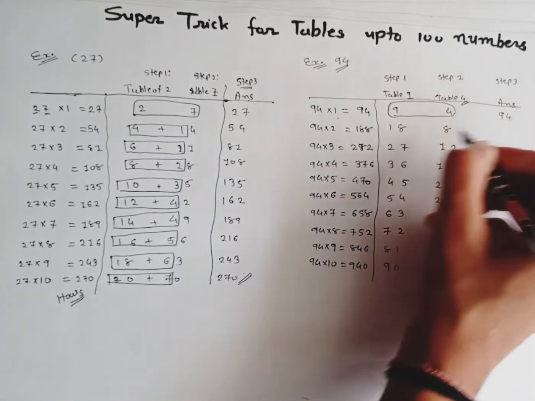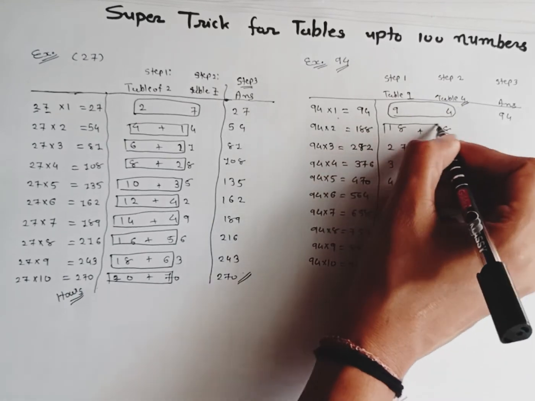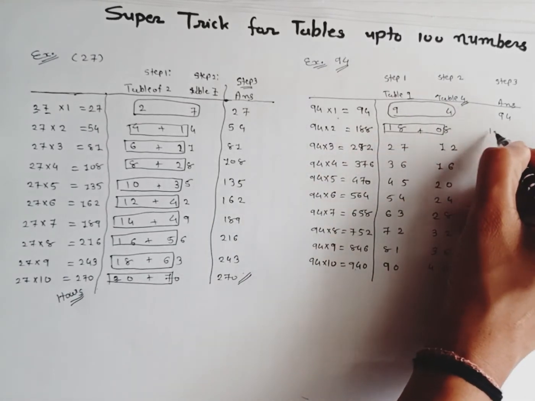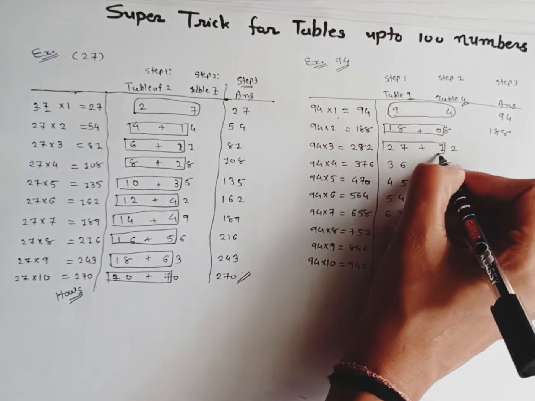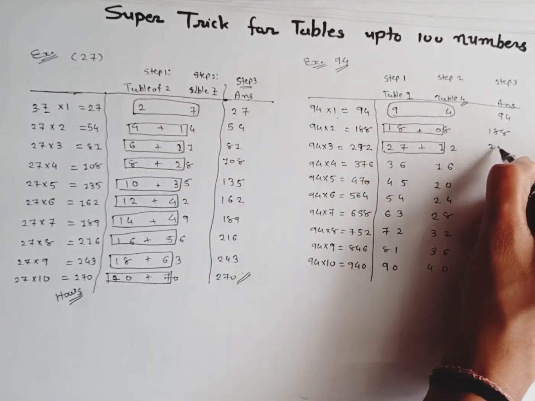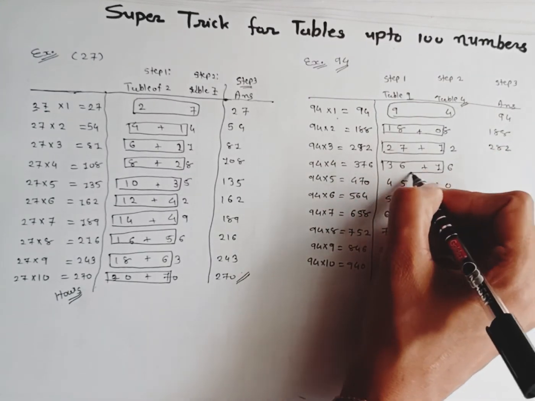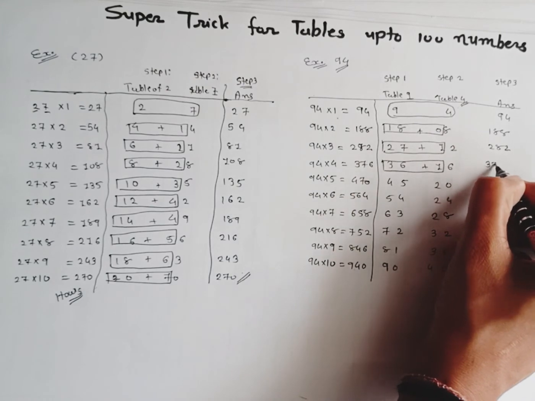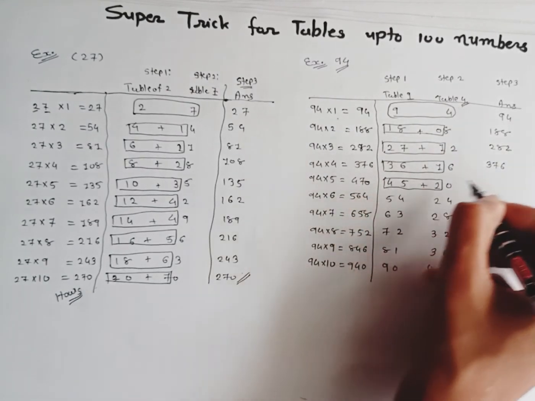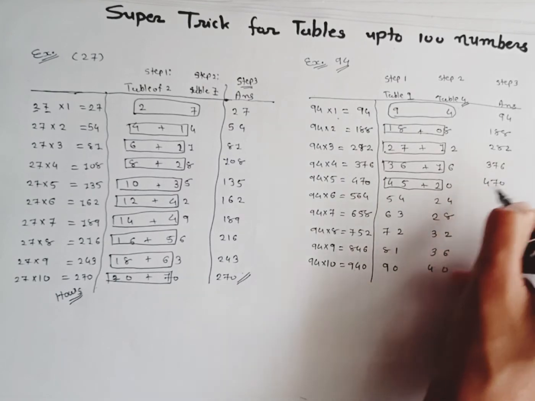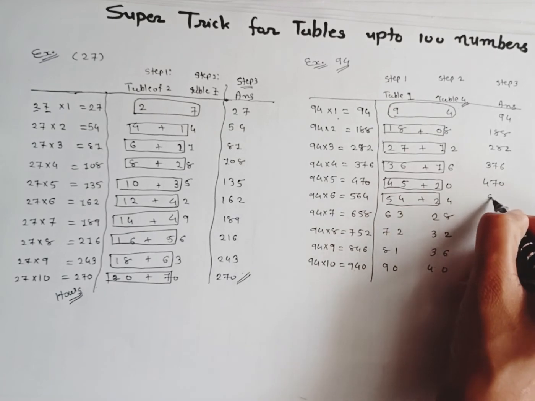94 ones are 94. 18 plus 8, 18 plus 0, 188. 27 plus 1, 282. 36 plus 1, 37, 376. 45 plus 2, 47, 470. 54 plus 2, 56, 564.